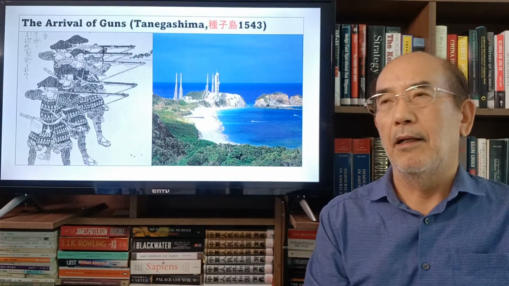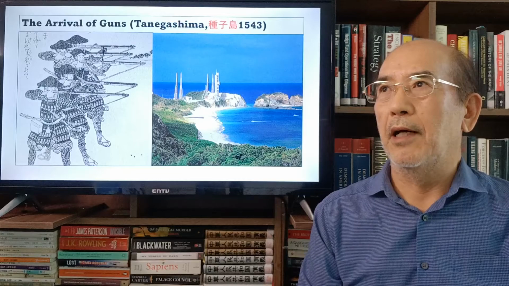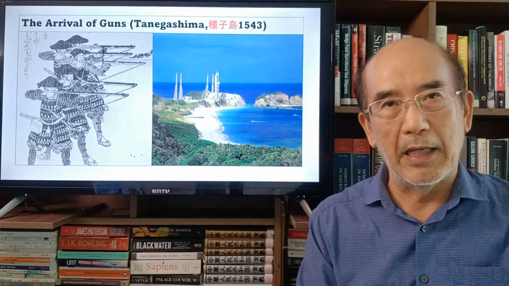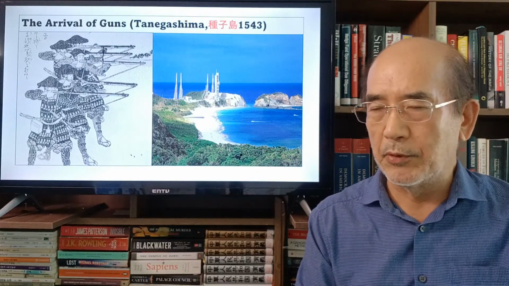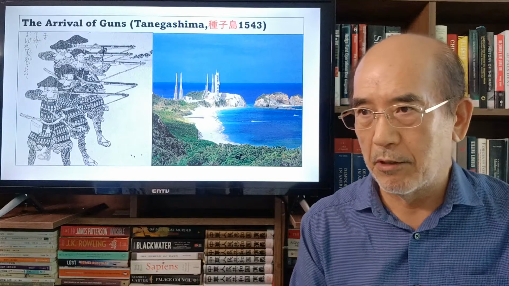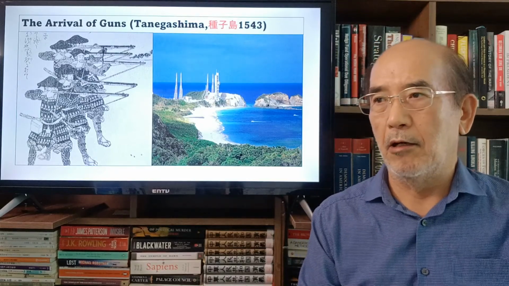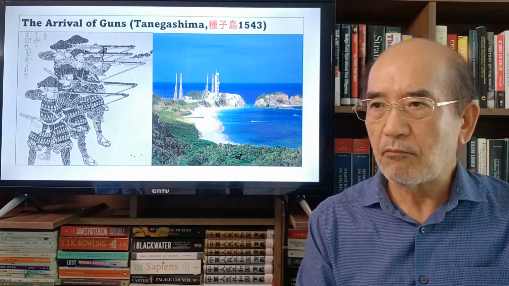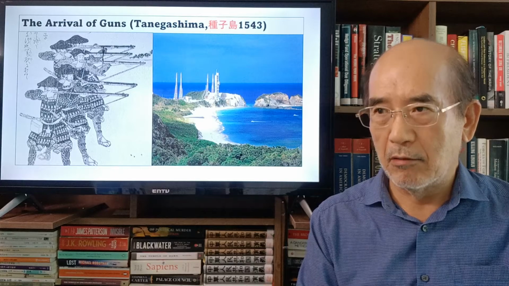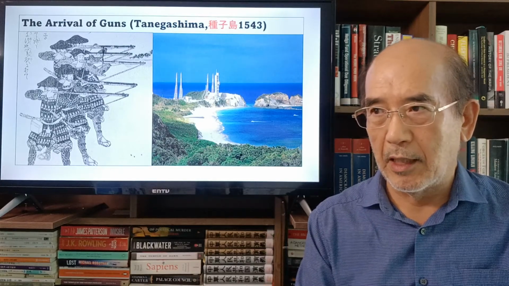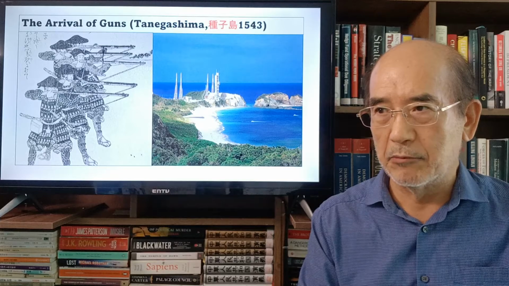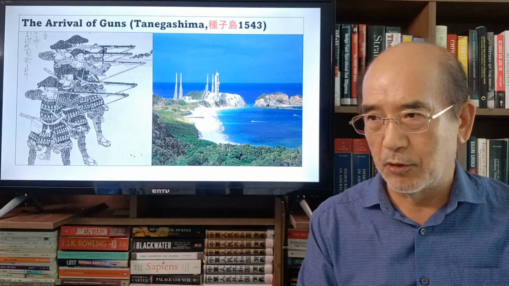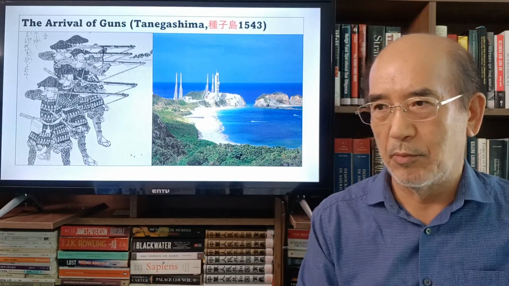And then, amid that great transformation of the age of discovery, age of sailing, something really important happened in the year 1543. A Portuguese ship which was going to China arrived by accident in an island called Tanegashima, which is the southern tip of Japanese Kyushu Island, the tip of the southernmost island in the Japanese archipelago.